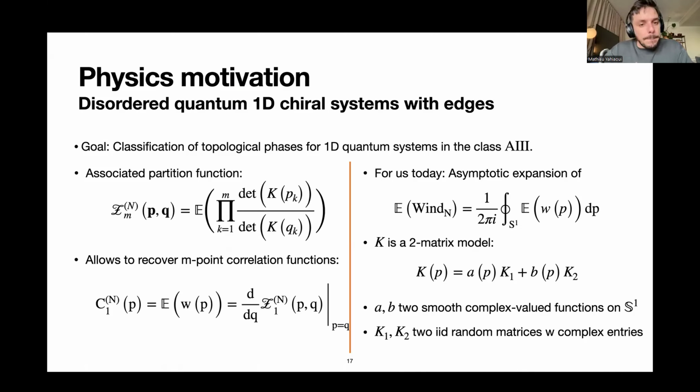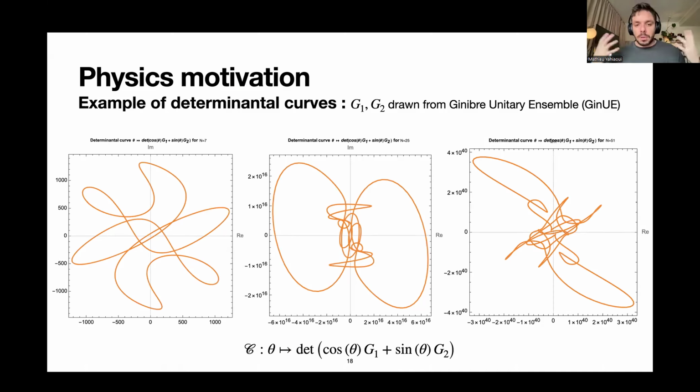So I'm just going to show you a few pictures to have a mental representation of what we're talking about. Those are the kind of determinantal curves in the complex plane, right? So it's the determinant of that two matrix model as the base parameter runs around the unit circle. So of course you get a closed loop in the complex plane.